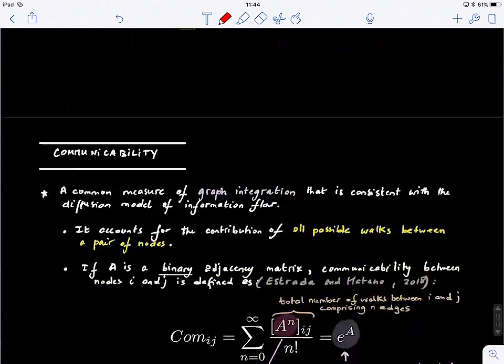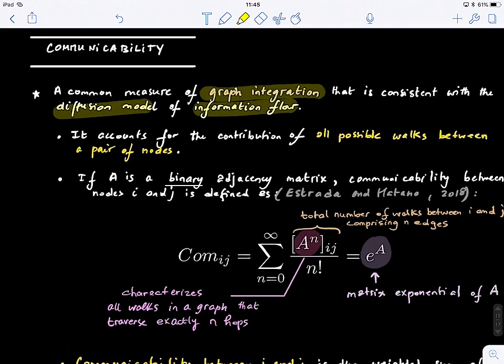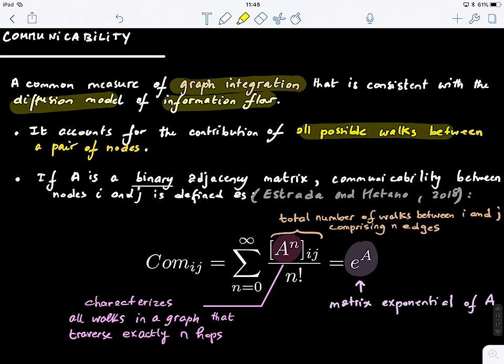Now the last part is communicability. How do we define this? This is a measure of graph integration that is consistent with the diffusion model of information flow. Communicability accounts for the contribution of all possible walks between a pair of nodes. So we're not focusing just on the shortest walk, but on communication between two nodes. We're looking at all possible walks, and this is from a random perspective. So we have a random walker, okay?